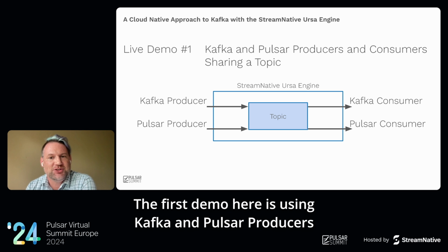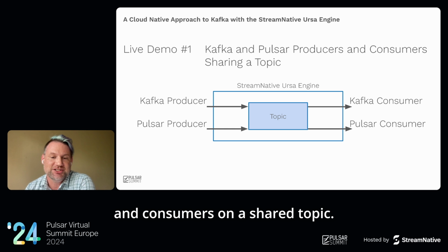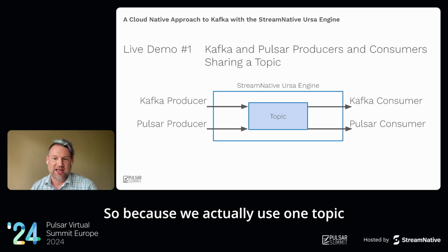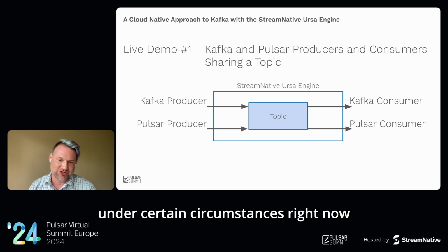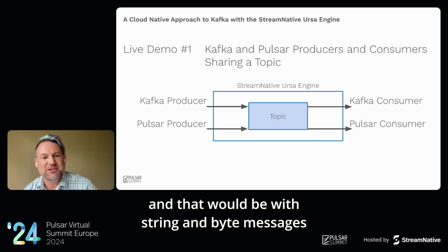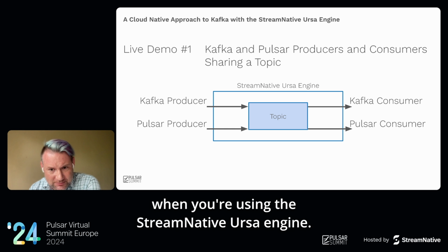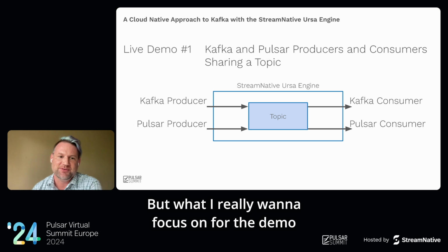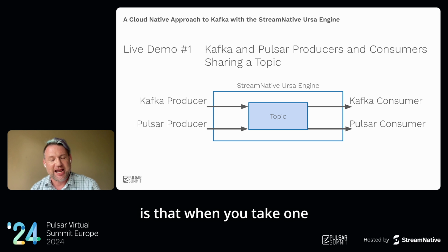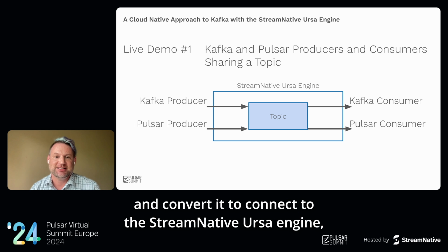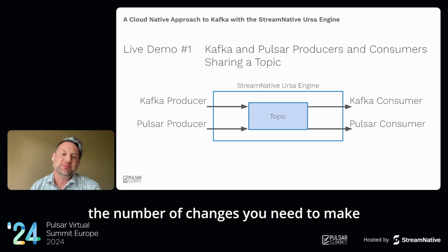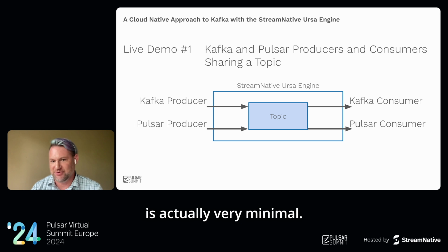The first demo here is using Kafka and Pulsar producers and consumers on a shared topic. Because we actually use one topic, regardless of if the message is from Kafka or Pulsar, you can share topics under certain circumstances right now, and that would be with string and byte messages when you're using the StreamNative Ursa engine. But what I really want to focus on for the demo is that when you take one of your existing Kafka applications and convert it to connect to the StreamNative Ursa engine, the number of changes you need to make is actually very minimal.